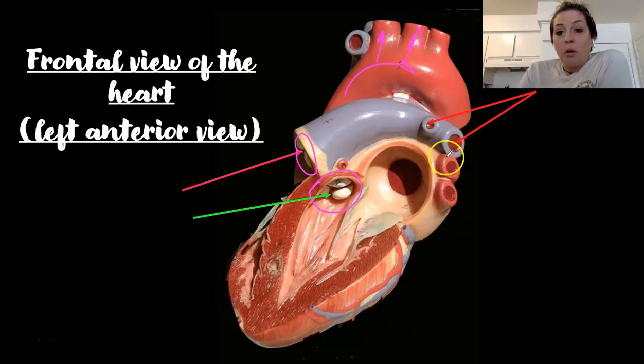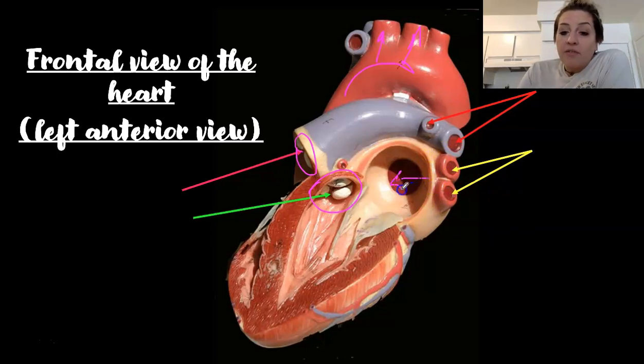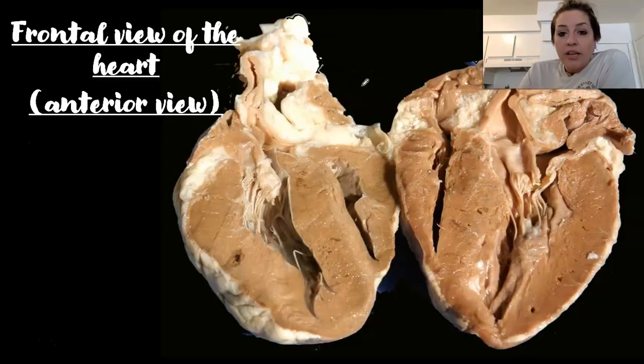These are your pulmonary arteries taking deoxygenated blood to the lungs. These yellow arrows right here are going to be your pulmonary veins bringing blood into that left ventricle in here. This blue arrow is pointing to the aorta.